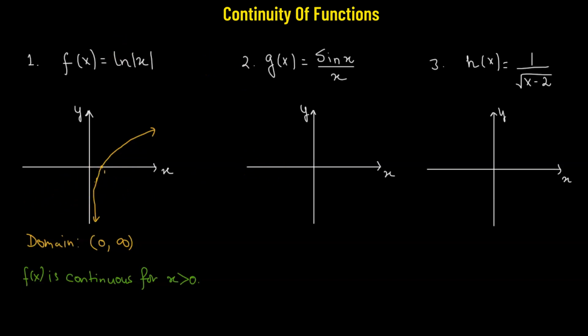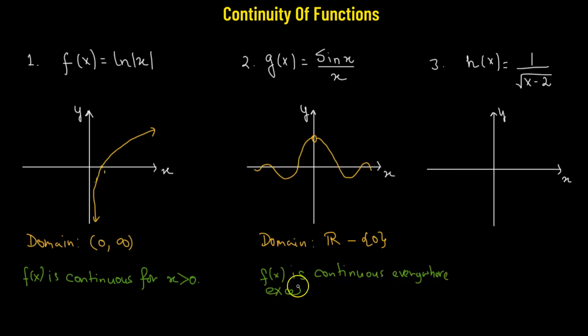Now coming to the second function, which is given by sin x over x, we have already discussed it while considering limits. This is how the graph of the sin x over x function looks. At x equals 0, the function is undefined, so that means it has a hole. Here the domain will be all real values except the value 0. So the function g of x is continuous everywhere except at x equals 0, where it is discontinuous.